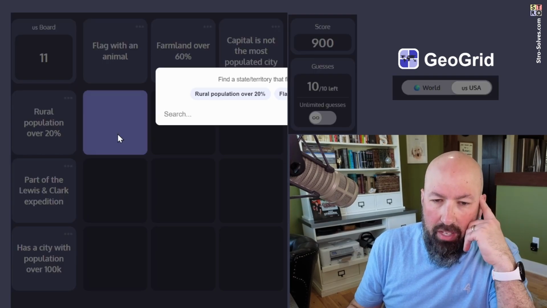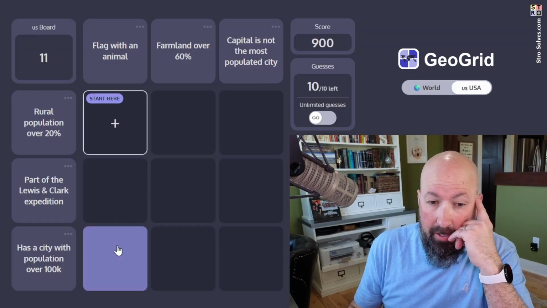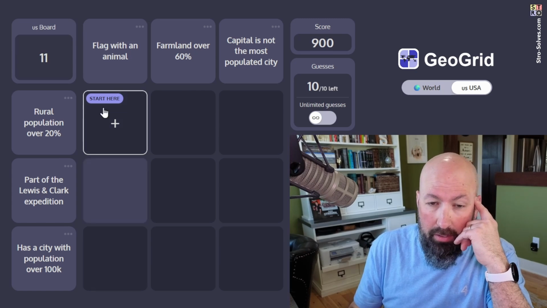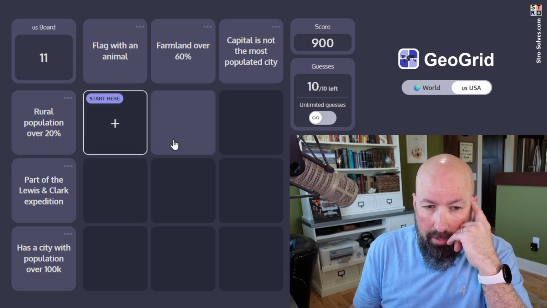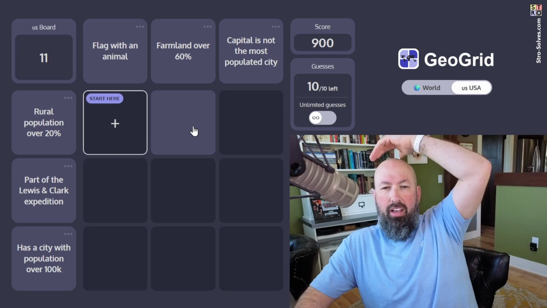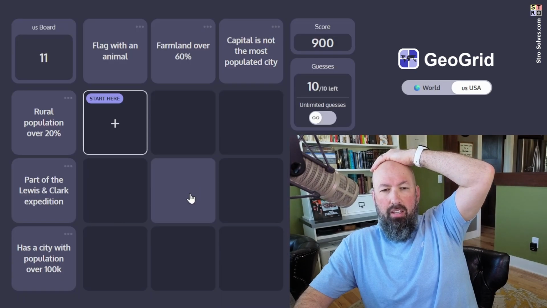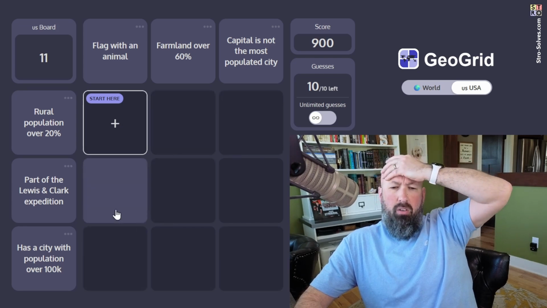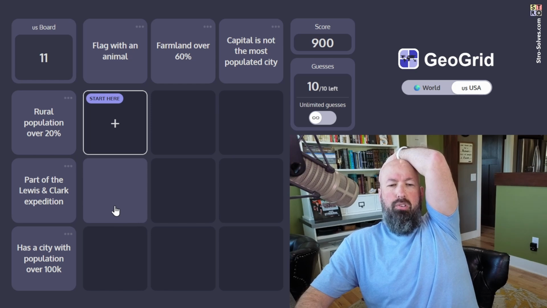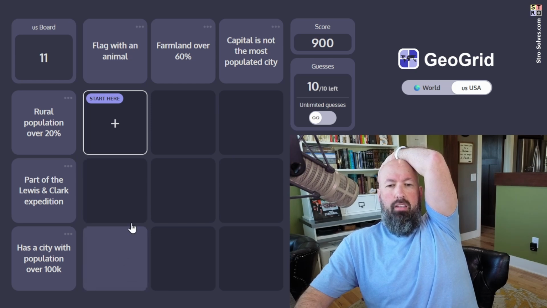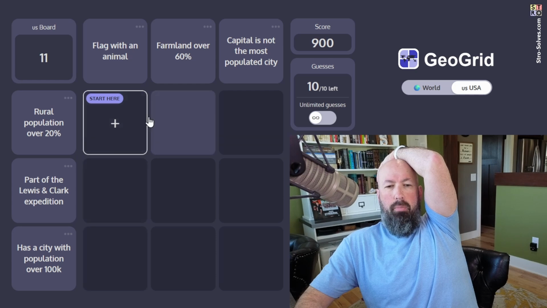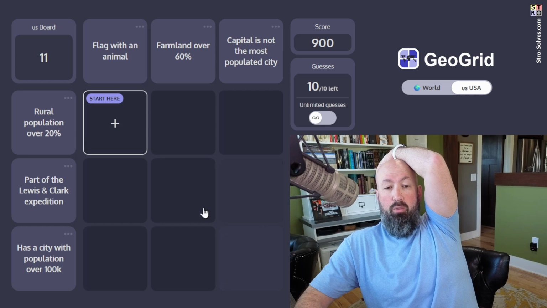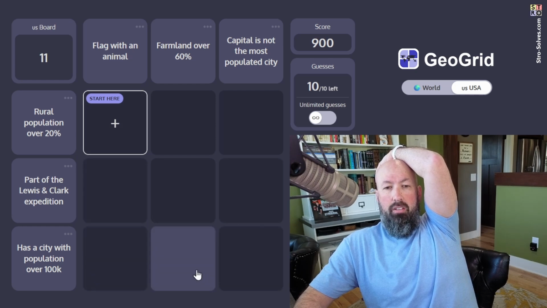Population. I mean, Iowa would fit here and potentially here. Iowa might work for all of them under the flag with an animal. Actually, Iowa would fit in a lot of places. I think it's part of the Lewis and Clark expedition, so it would fit anywhere in the first 2 columns, just not the 3rd column. Illinois would also work. I think any of these. The rural population is not going to be over 20%, so it would fit down here, and actually the bottom 2 rows. Illinois. Okay.